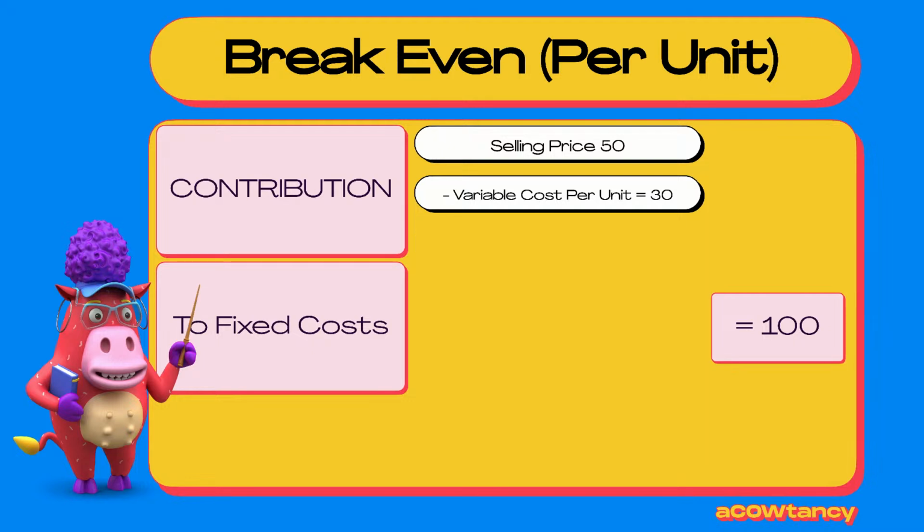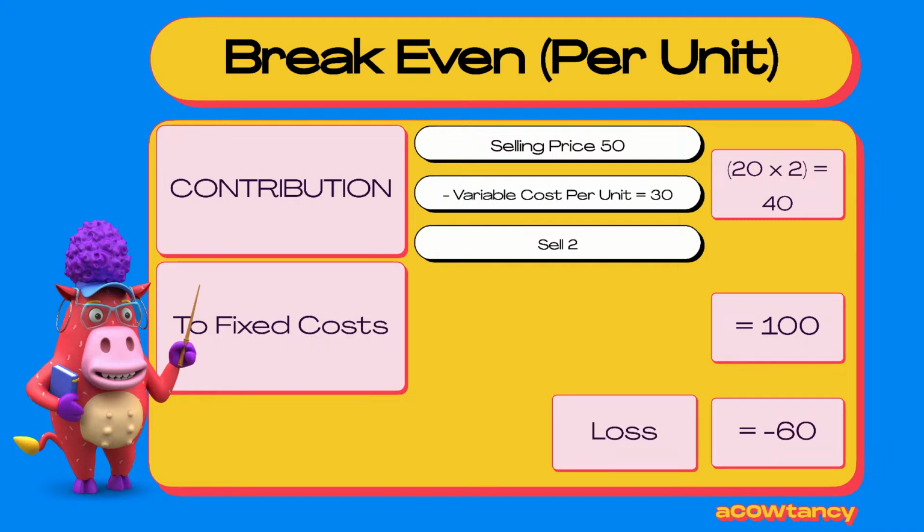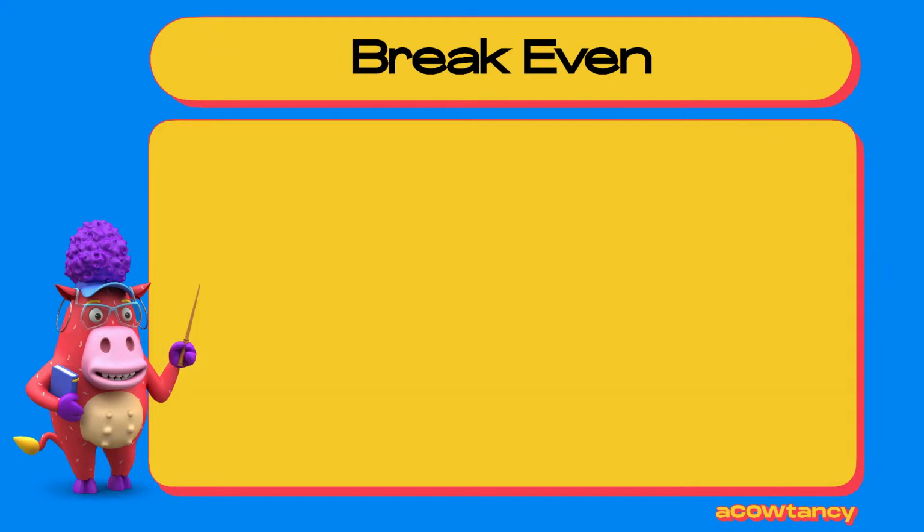Let's have a go at the next one, where we don't sell 10, we sell 2. And if we sell 2, then 20 times 2, the contribution is 40 towards fixed costs of 100, leaving us with, this time, a loss of 60. So when do we break even? Well, we didn't break even when we sold 2, and we more than broke even when we sold 10. So it's whether our contribution was underneath fixed costs or over fixed costs. You break even when you cover exactly fixed costs.